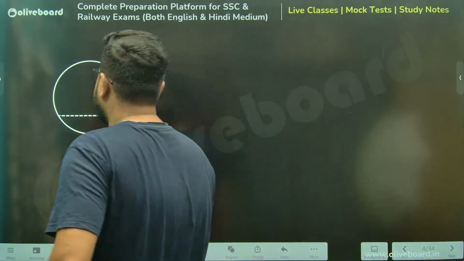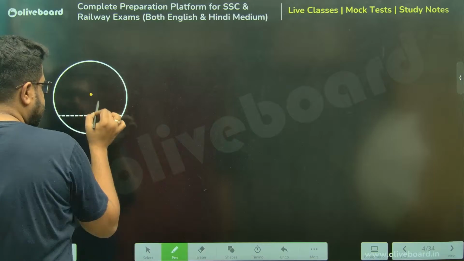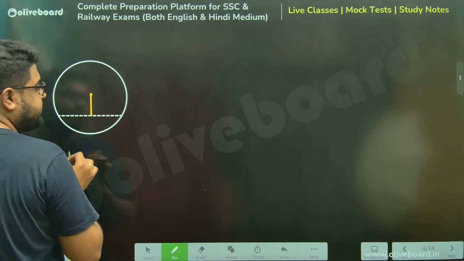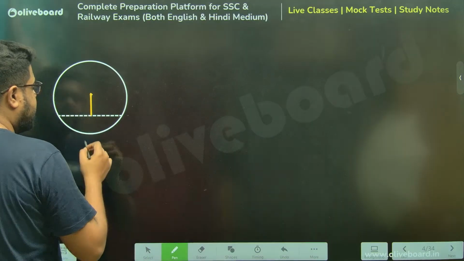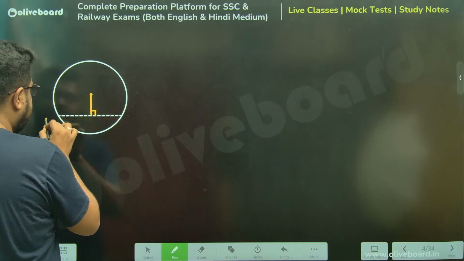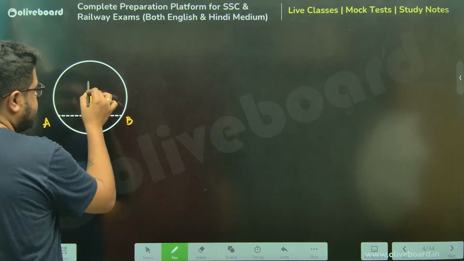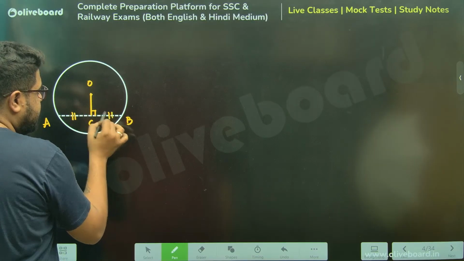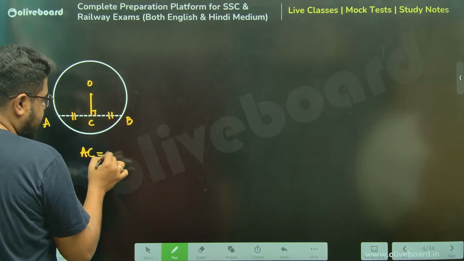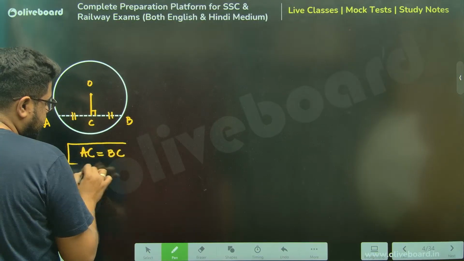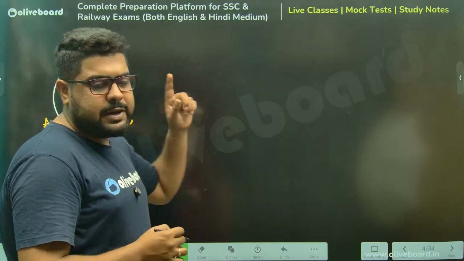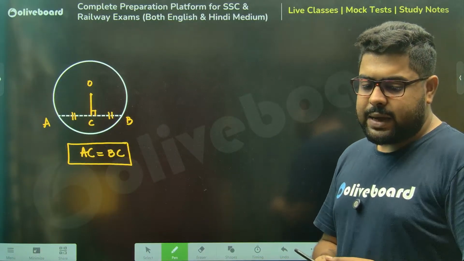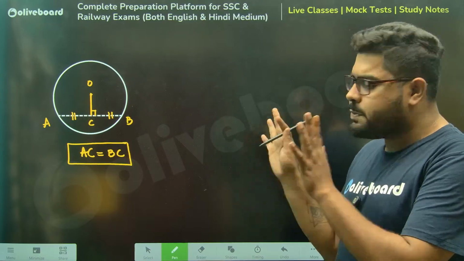Over here, the first property says, if you drop a perpendicular on the chord, this is 90 degrees, the chord is AB, this is O and let's say this is C. Then this will bisect the chord, meaning I can conclude AC is equal to BC, given that OC is perpendicular to AB. This is your first property.